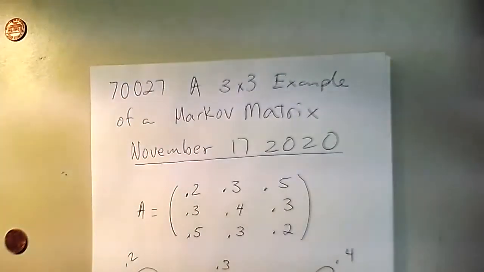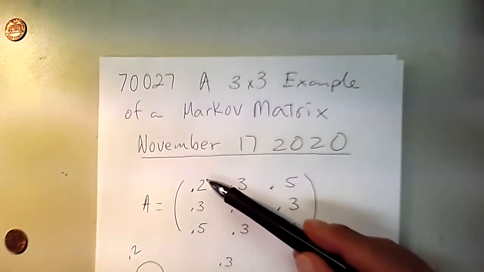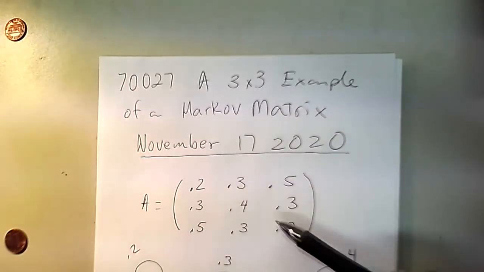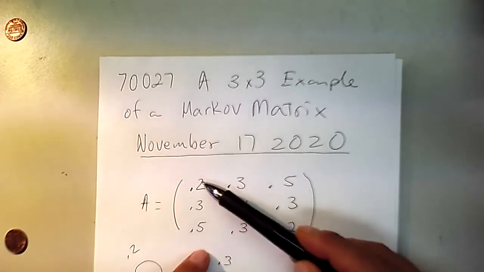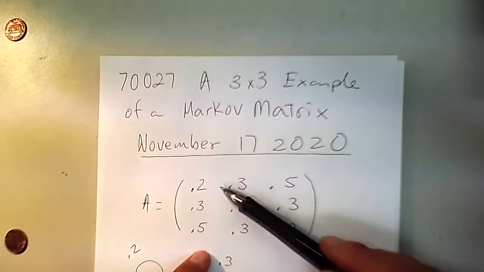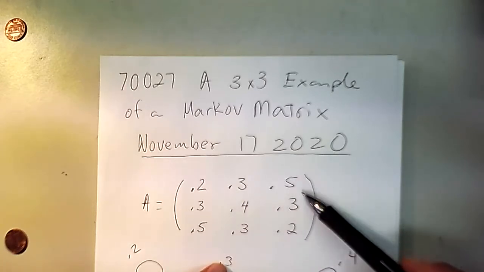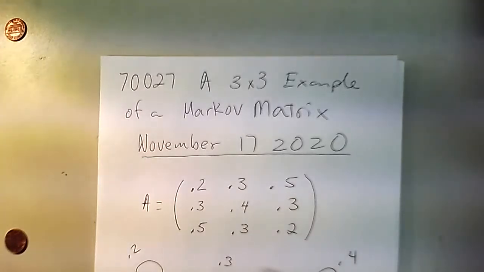Okay, we're going to do an example of a 3 by 3 Markov matrix. We're going to work with this example. The numbers in each column have to add up to 1 because they represent probabilities. So 2, 3, and 5 is 10 tenths, because those are tenths of a unit. So that is 1. 7 and 10, and then 8 and 2 is 10. So here we have a good probability Markov matrix.